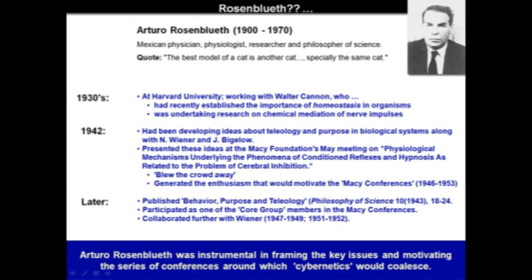So Rosenblueth is an extremely critical person in the storyline of what happened, what sparked, and so on and so forth. And his name is more alliterative with Richmond than, say, Wiener or anybody else I can think of.